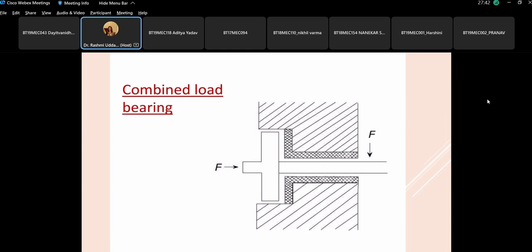Saurabh? Yes, ma'am. We were designing the shaft based on which kind of load till now, in whatever problems we have designed the shaft.